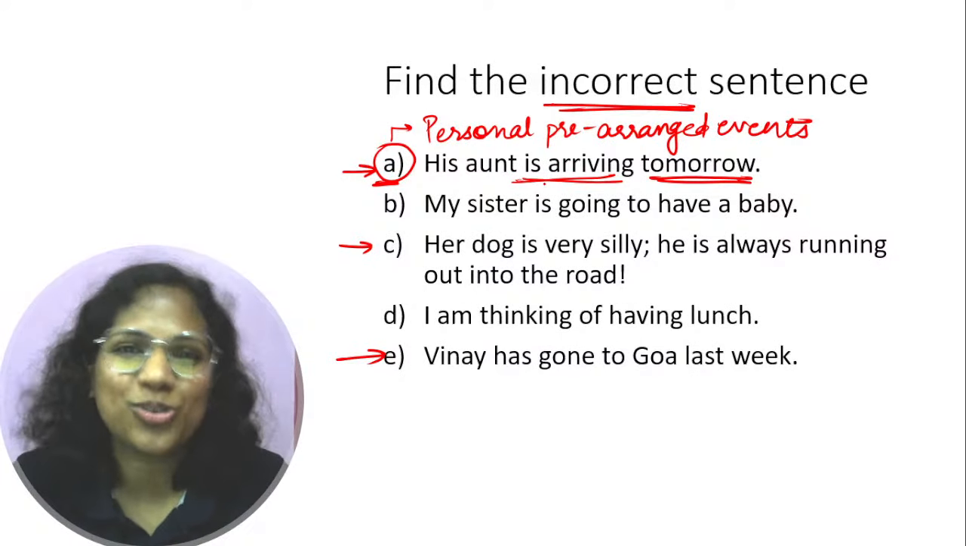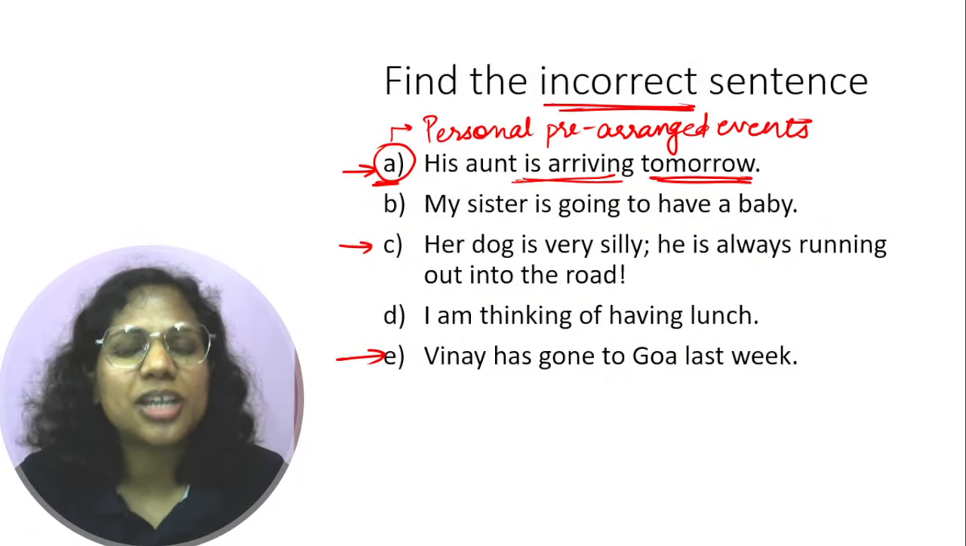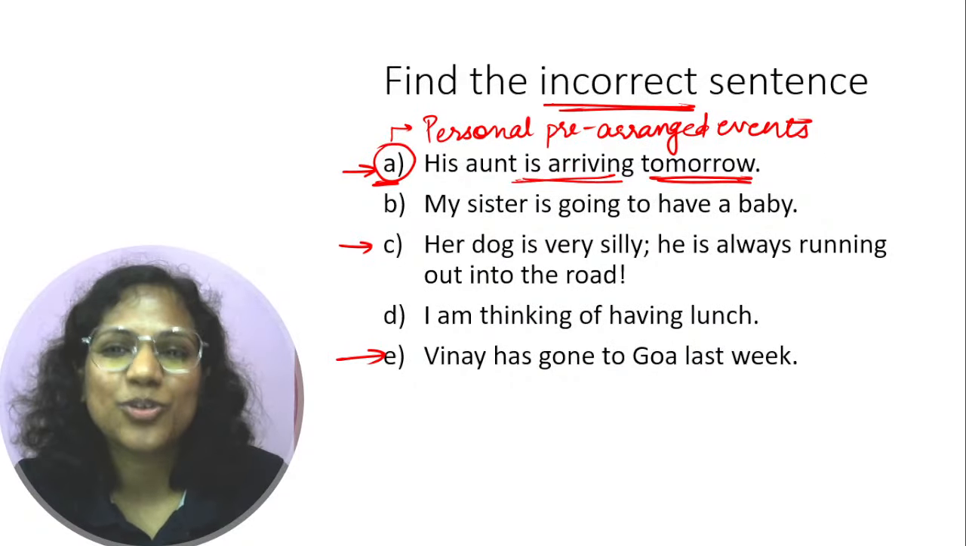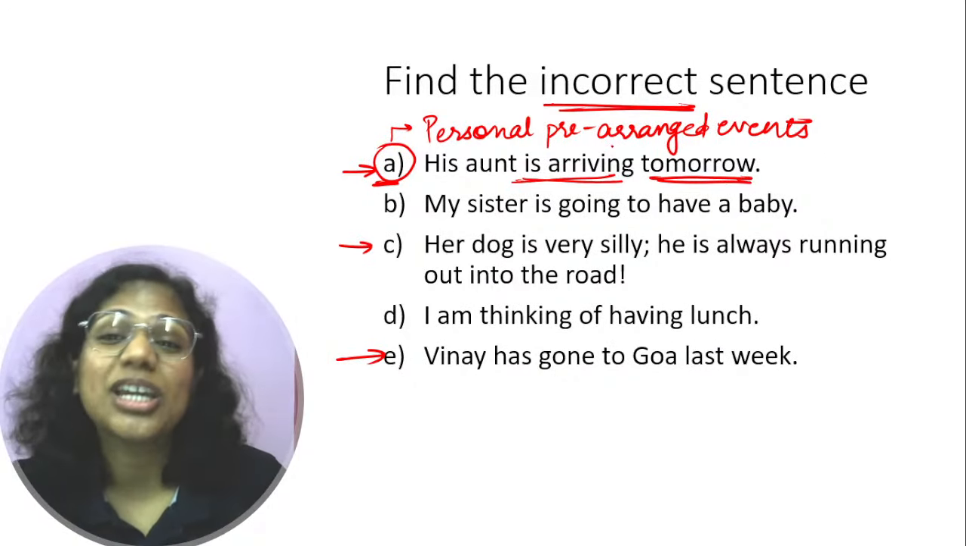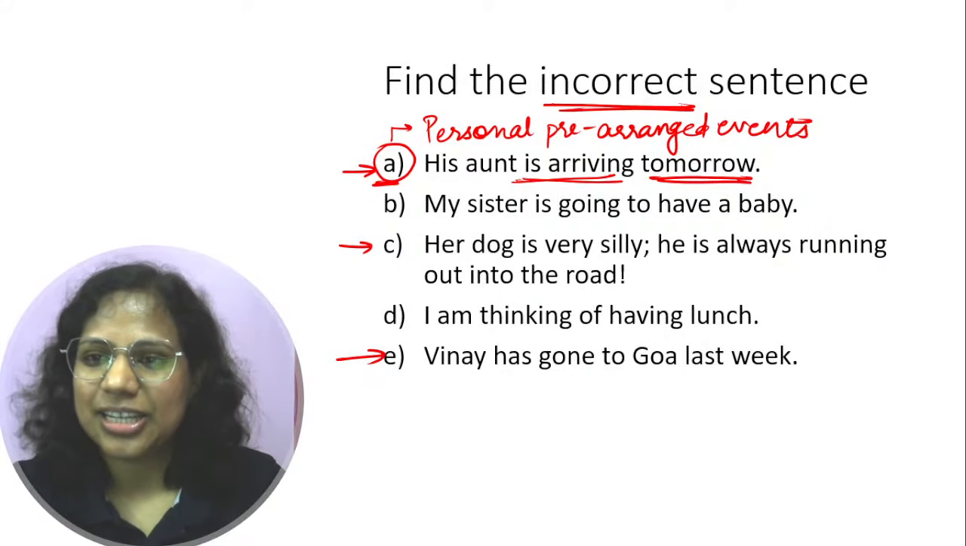We say this all the time. Oh, she's coming tomorrow. Okay, let's meet her. She's coming tomorrow. Why? Because it's a pre-arranged event. That is the assumption that we operate under, and that is when we are allowed to say this. So A is correct.